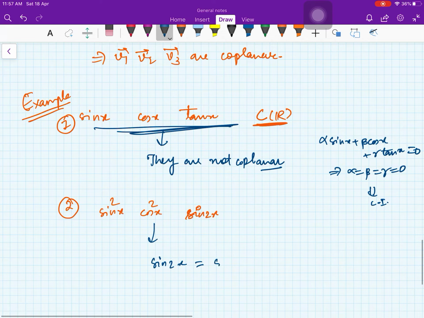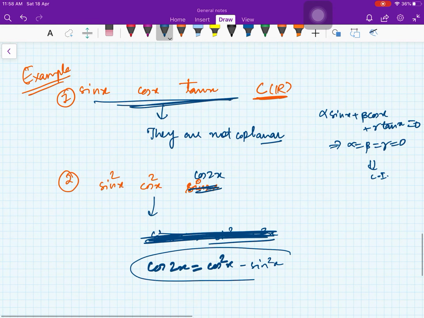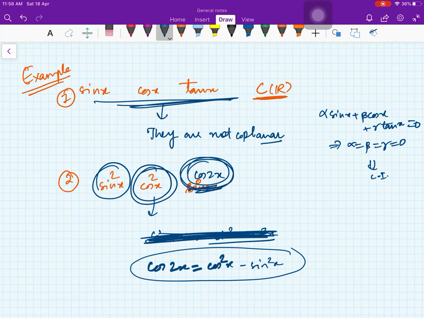You can check that. But now consider sin square x, cos square x and cos 2x. Here you have this identity, cos of 2x is equal to cos square x minus sin square x. I'm sorry, I wrongly wrote it earlier as sin 2x. Okay, now we have this identity. It means that this particular vector is a linear combination of these two vectors.